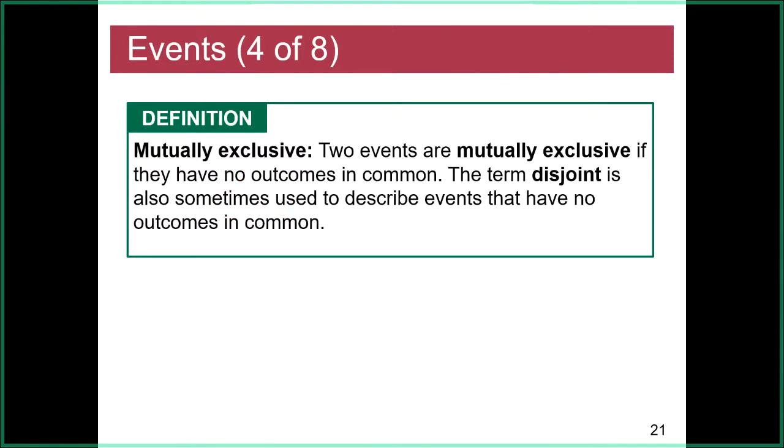Mutually exclusive. Mutually exclusive events are events that have no outcomes in common. In other words, it's not possible for both events to occur at the same time. So the term disjoint is also sometimes used. Again, that means they are disconnected. They have no events in common, no outcomes in common.